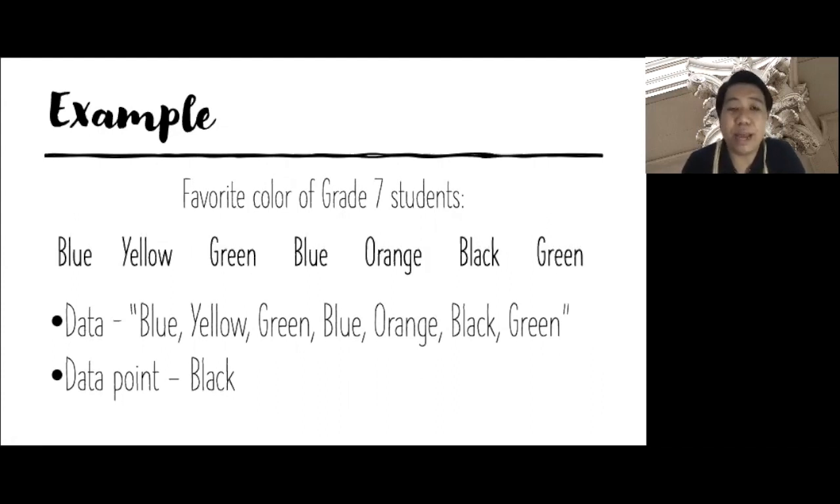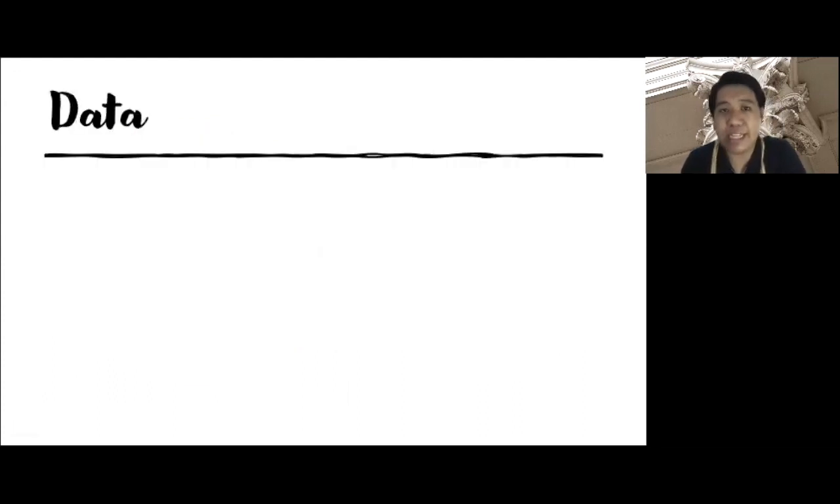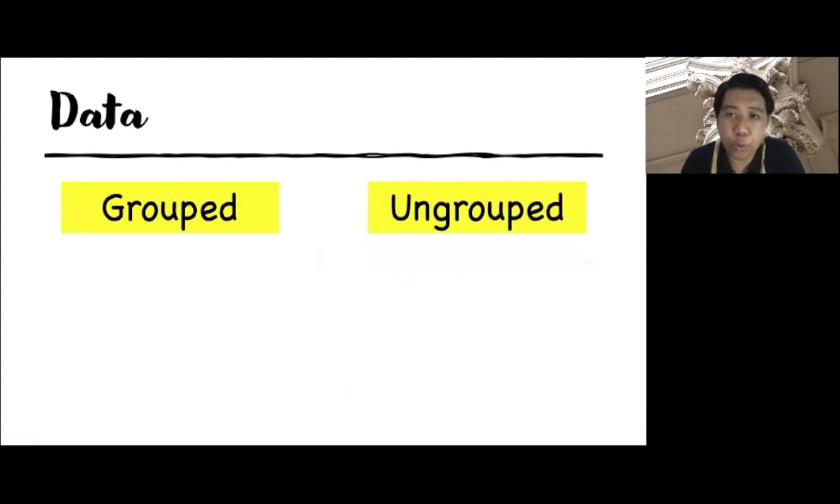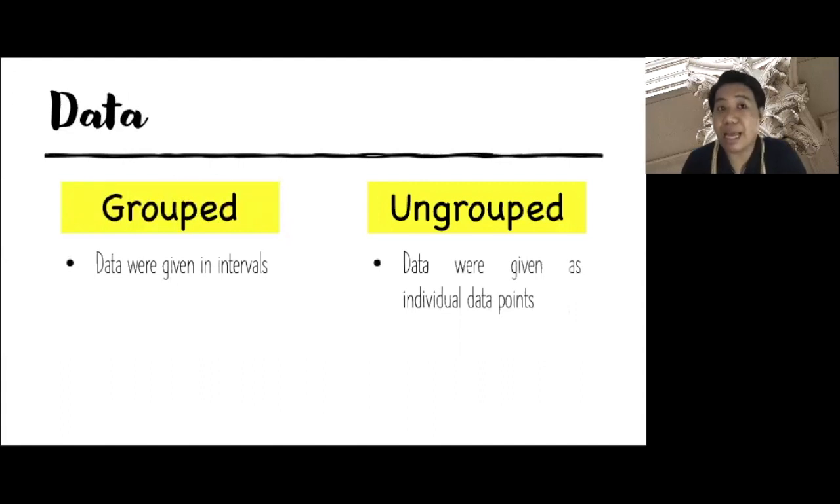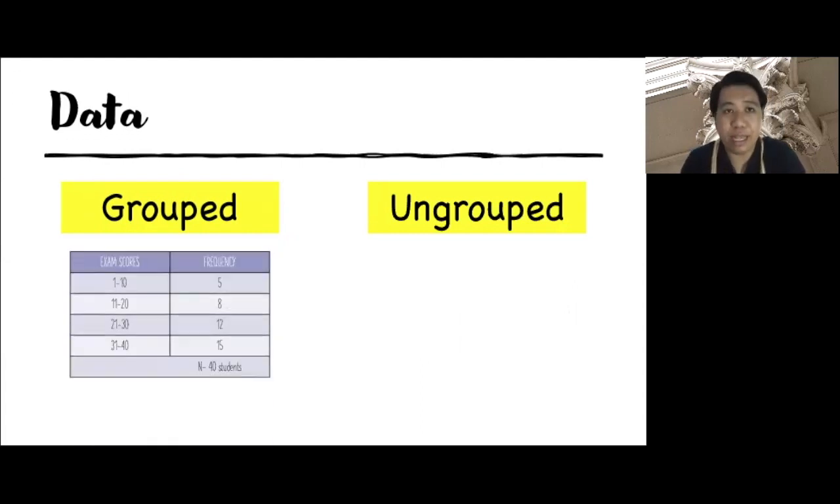Ngayon ay pag-usapan natin ang group and ungroup data. So alam natin that data were classified by group and ungroup. So pag sinabi natin group, data were given in intervals. And pag sinabi naman natin ungroup data, data were given as individual data points. So ano example niyan? So pag sinabi natin group data, yun nga po, binigay in intervals.